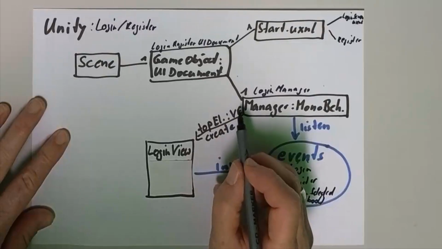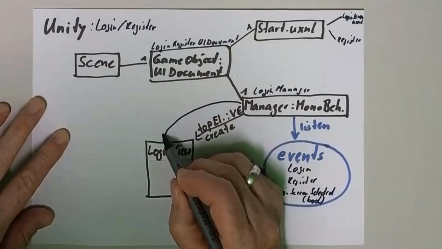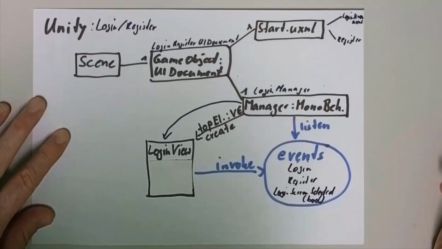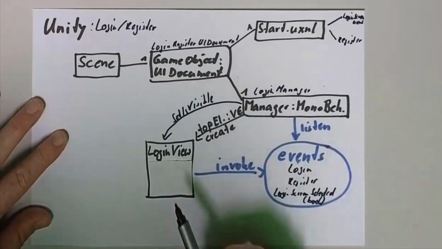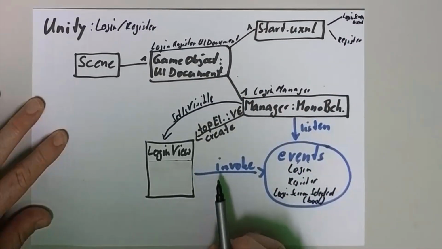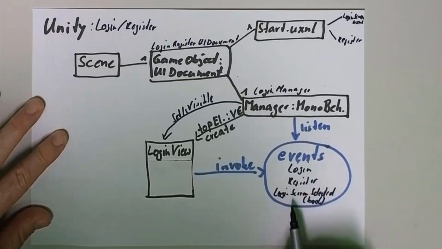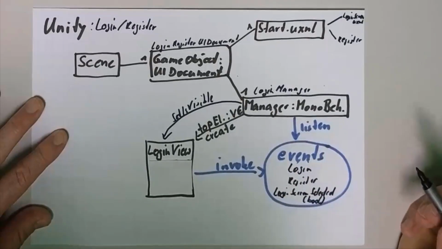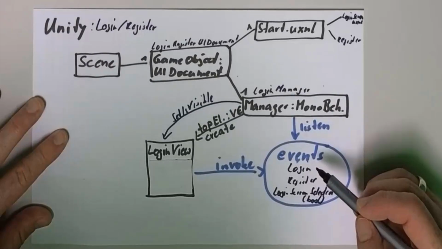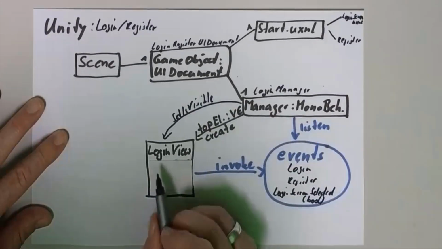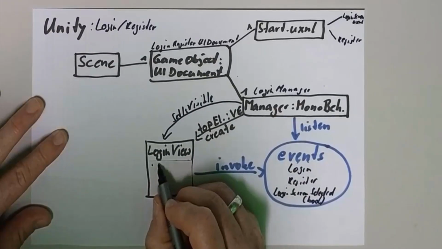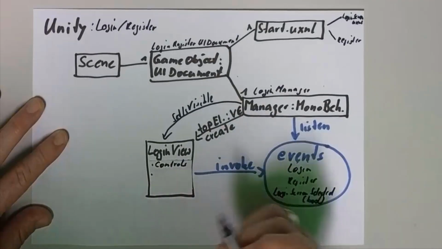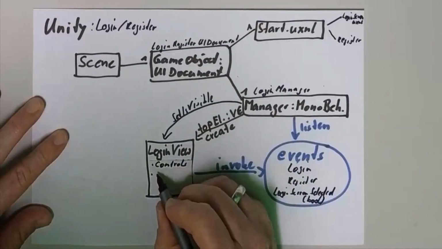In addition, our views, login view and register view, will need a method SetIsVisible. We take the example of the login view. The login view is able to invoke login or login screen selected, for example, to set it false to show the register screen. And the manager listens to these events and handles accordingly. The login view has all controls as private members, and obviously it needs a method SetIsVisible.